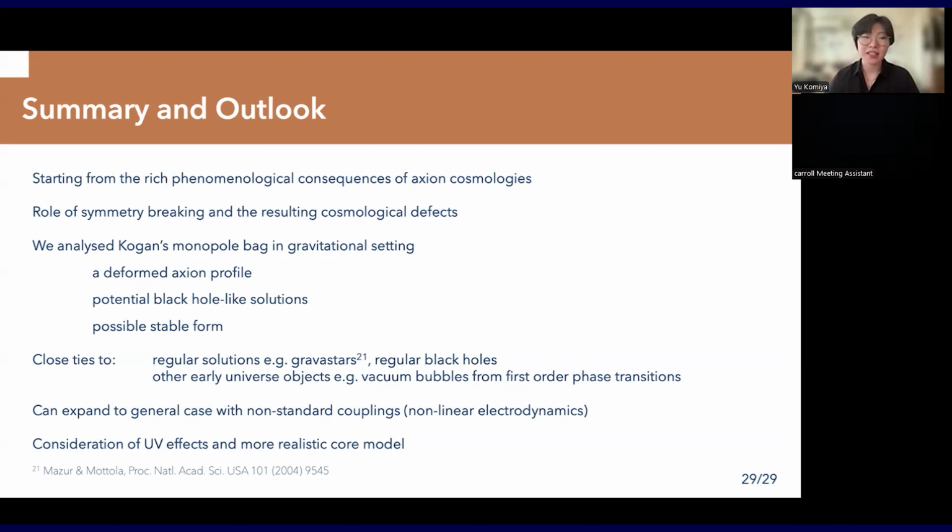And very related to that is to think about the UV effects. This would relate to constructing a more realistic core model rather than dealing with it as a sort of cutoff and imposing that it has a certain geometry within. And this would also relate to the fact that as we approach something very close to the Planck scale, you would definitely expect corrections. A full consideration of all of these corrections would help with things like determining stability and thinking about evolution in a dynamical sense.